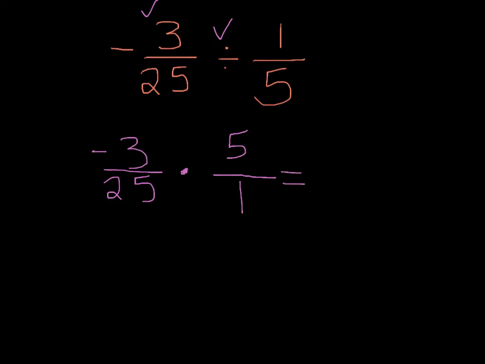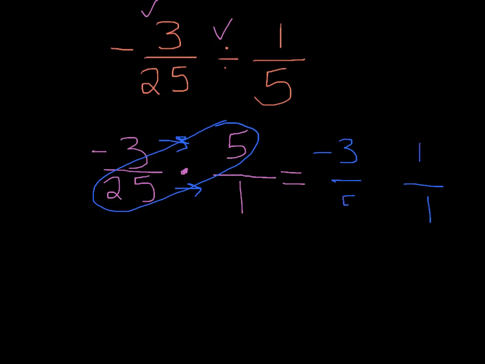And once again, you can do either way. If you like to just multiply straight across every time, you can do that. But if you like to try to cross simplify, 5 over 25, so let's see, negative 3 and 1 stay where they are. But 5 over 25 reduces to 1/5. So now if you multiply that together, we would have -3/5.